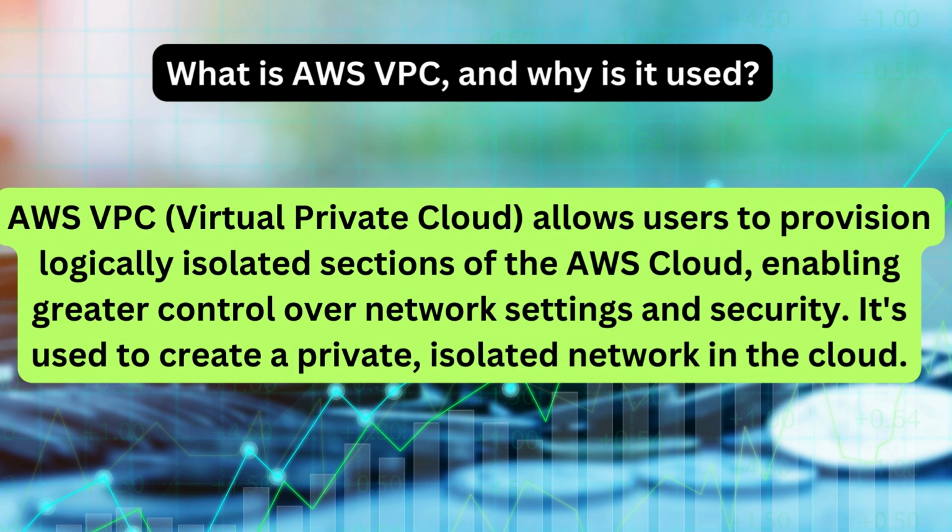What is AWS VPC, and why is it used? AWS VPC, Virtual Private Cloud, allows users to provision logically isolated sections of the AWS cloud, enabling greater control over network settings and security. It's used to create a private, isolated network in the cloud.